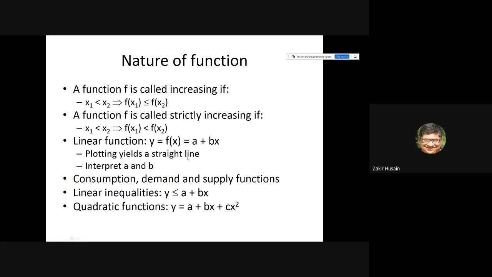Linearity, well, if we plot it, we get a straight line with A as the intercept and B as the slope. So in economics, we deal a lot with straight lines, consumption functions, demand functions, supply functions. They need not necessarily be linear, but we find it more convenient to think of them as linear functions.